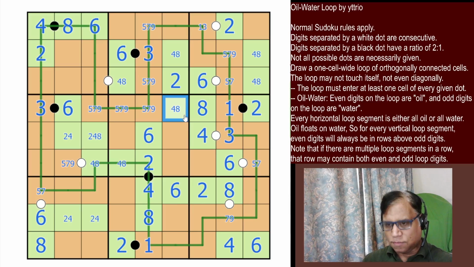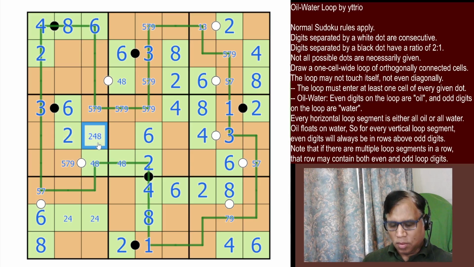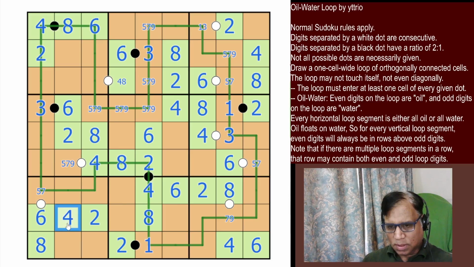That gives that's 4. That gives that's 8. That 4 gives that 2. That gives that 8. That gives that's 4. That gives that's 8. And I think we got all the even digits, right? Yeah, we got all the even digits. That 8 gives that's 4. That was the last one, I think. Alright, so we got all the even digits.